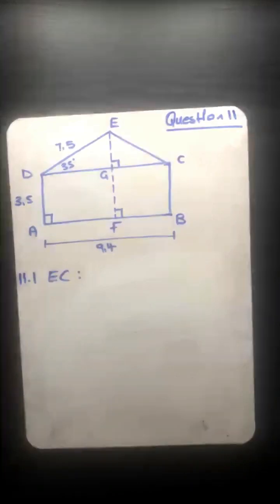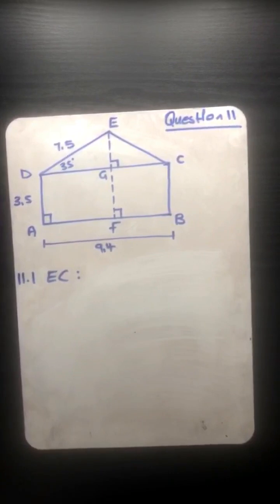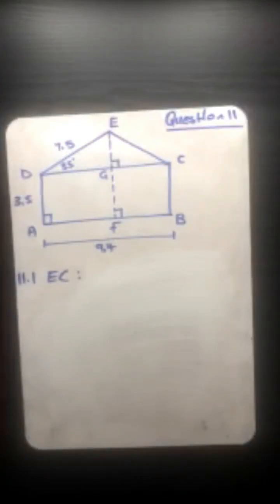Are you still struggling? Is something difficult? Are you still struggling? Yes. So how many marks is it allocated? 3 marks. 3 marks. Yeah.